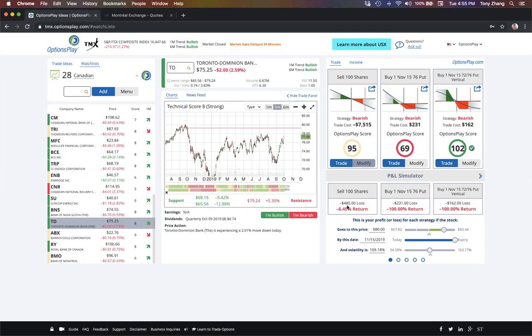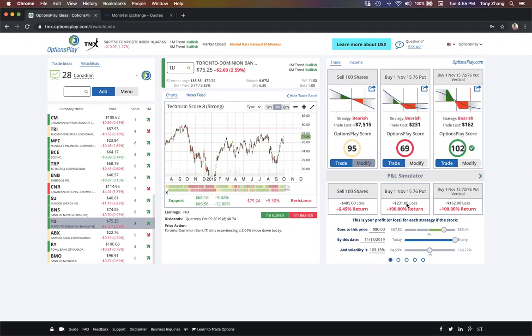If I had shorted the stock, I'm losing $485. If I buy a put option, I only lose $231. So not only do I make a better return if I'm right, if I'm wrong, I'm risking less than half the amount that I would risk if I had shorted the stock. And that is the benefit that you get when you're buying a put option.